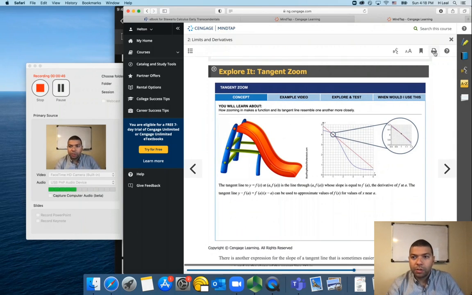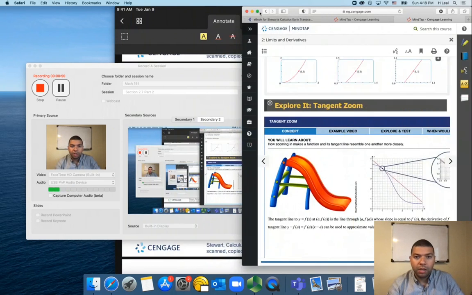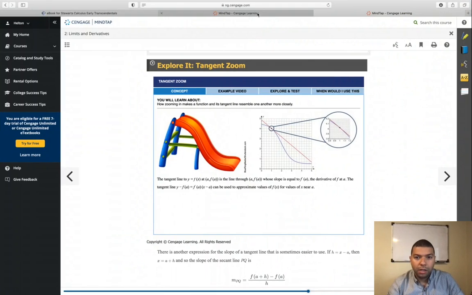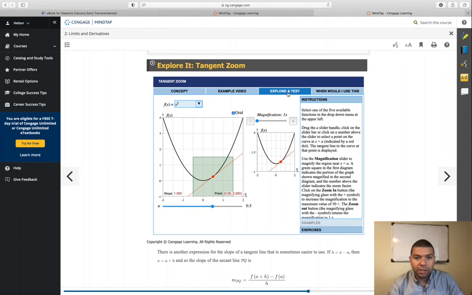So this is cool. So let me maximize this so you can see how cool this is. If you go to explore and test, here's the equation that we just did the math for, f of x equals x squared. And you can choose a different point if you want by moving this slider. And this green square that's moving around our point is this magnification here. So you can also choose how close you want to look at it.